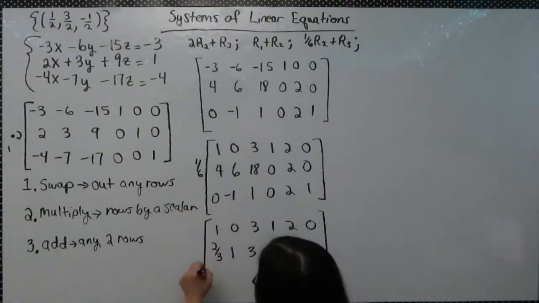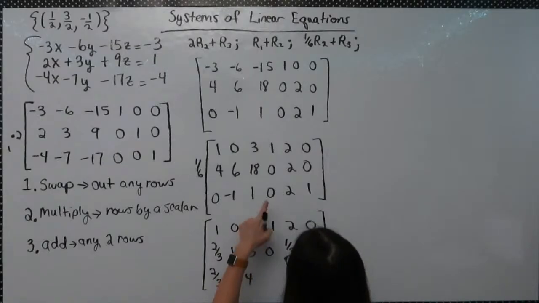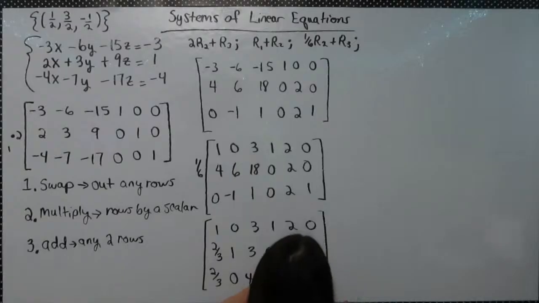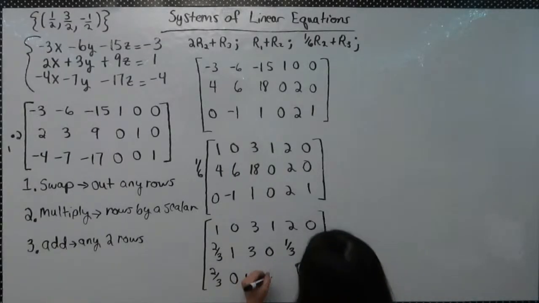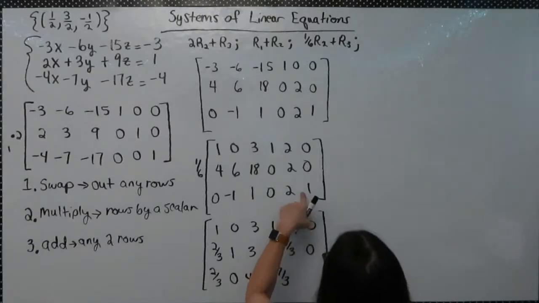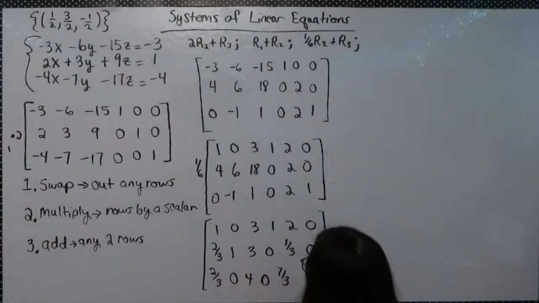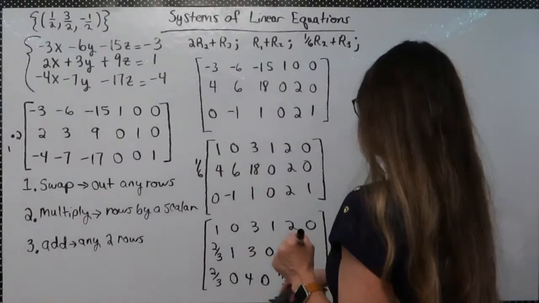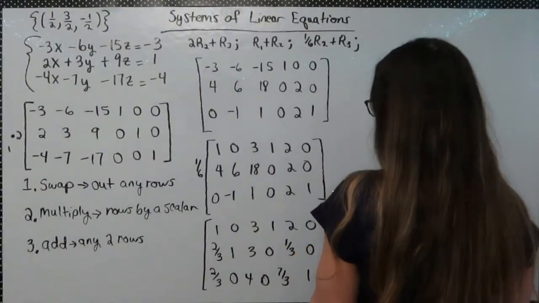So we got 0 plus 2/3 is 2/3. -1 plus 1 is 0. 1 plus 3 is 4. 0 plus 0 is 0. 2 plus 1/3, so that's going to be 6/3 plus 1/3 is 7/3. And 1 plus 0 is 1. I'm trying to keep the rows organized. We've almost got all of the 1s in place, but we really need 0s now. So let's do a couple more steps.